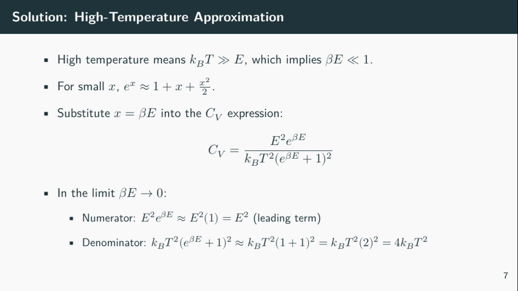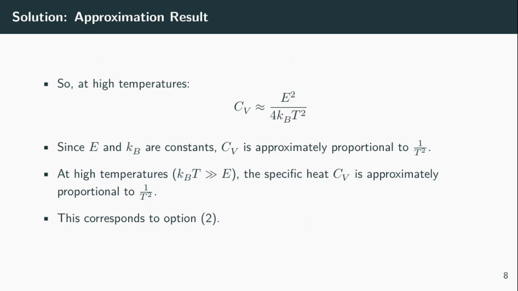Let's look at the numerator. As beta E approaches 0, e to the power of beta E approaches 1. So the numerator simplifies to E squared times 1, which is just E squared. Now consider the denominator. The term inside the parentheses is e to the power of beta E plus 1. As beta E approaches 0, e to the power of beta E approaches 1, so the parenthesis becomes 1 plus 1, which is 2. Squaring this gives 4. Therefore, in the high temperature limit, the denominator simplifies to kB T squared times 4. Putting the approximate numerator and denominator together at high temperatures, Cv is approximately E squared divided by 4 kB T squared.